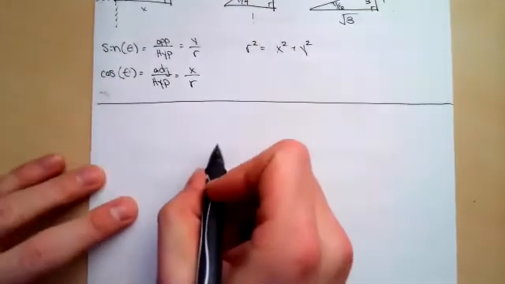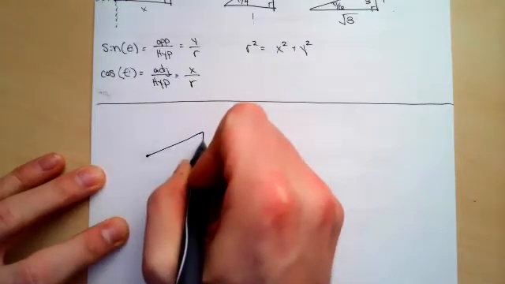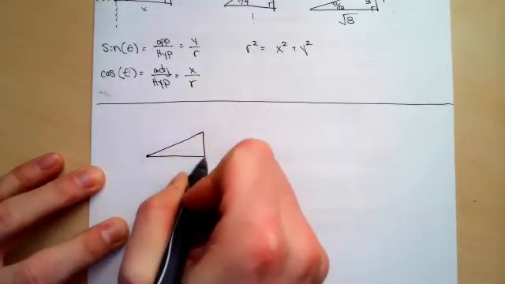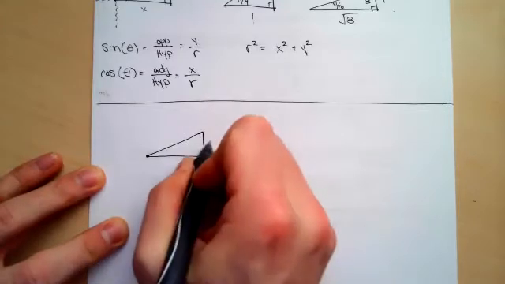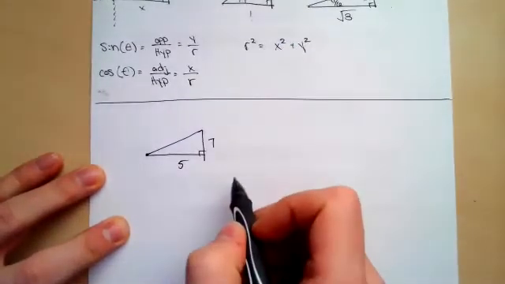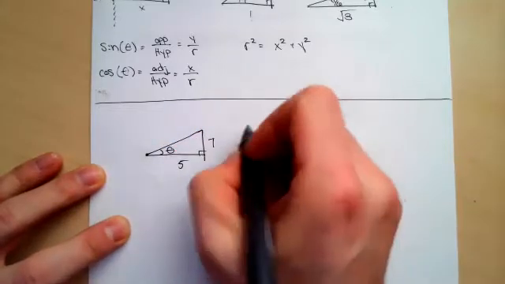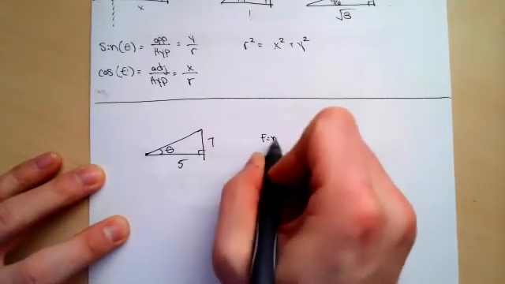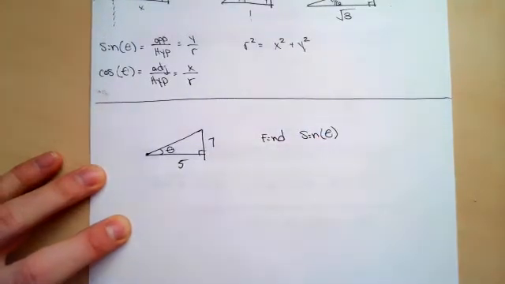First one's going to be fairly easy. Let's say we have a triangle, and I give you these sides. Let's say one side's 5, the other side's 7. Didn't draw that to scale; this side should have been a bit bigger. And I said, here's theta. And now the problem just says find sine of theta.